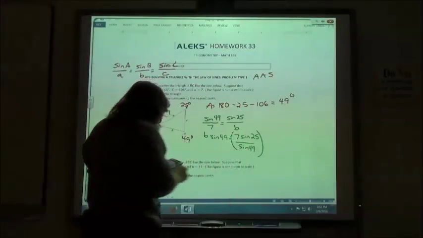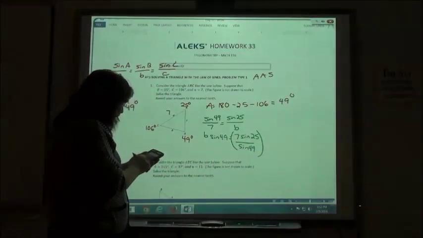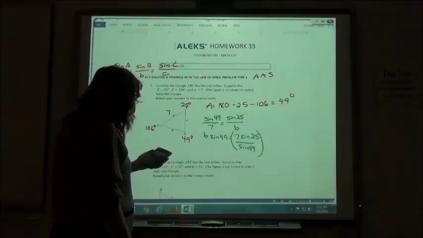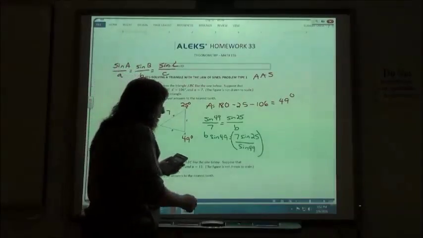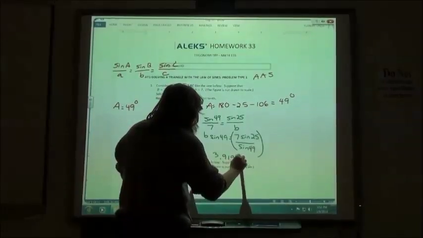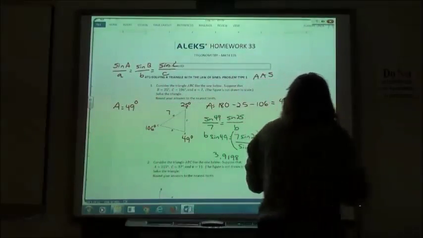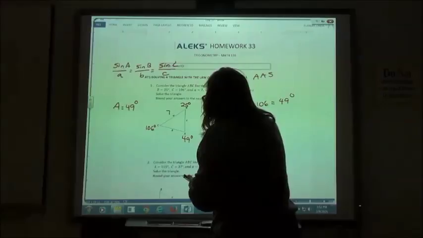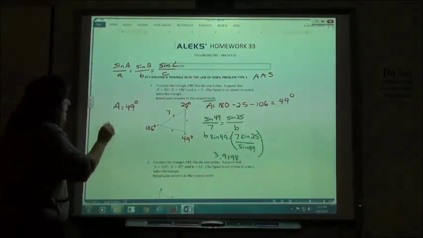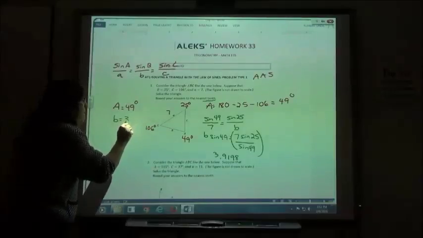So I'm going to calculate what is 7 sine of 25 divided by the sine of 49. 7 sine of 25 divided by the sine of 49 gives me 3.9198, and so forth. I want to round my answers to the nearest tenth, and so 3.9 would be my answer for side B.